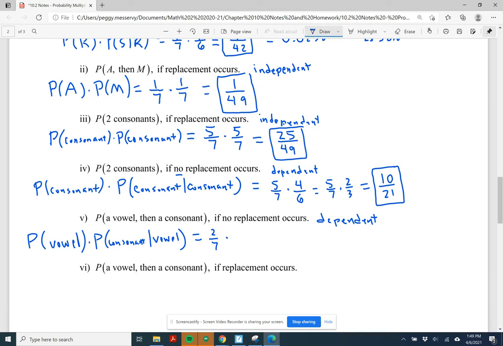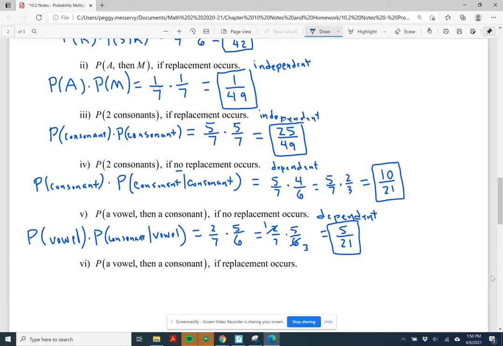And if we don't replace, then there are still 5 consonants, but only 6 remaining tiles. So 5 out of 6 for that probability. We can do a little bit of reducing. Let me write down one step here before I do the reducing. I can divide a 2 out of here and out of here. 1 times 5 is 5. 7 times 3 is 21. And we have 5 out of 21 for our probability.